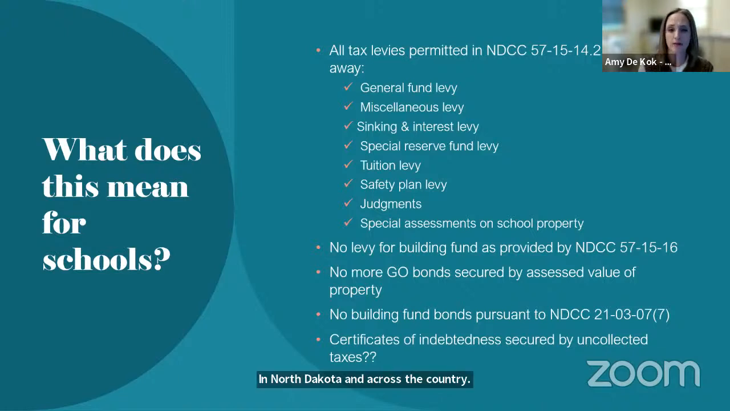But the other side of it is to know what property taxes support. From a public education standpoint, if Measure 4 were to pass, all of the tax levies that are permitted, specifically in Section 57-15-14.2, would go away. That means your general fund levy, miscellaneous levy, sinking and interest levy, special reserve fund levy, tuition levy, and safety plan levy, all of those would go away. You also have the ability to levy taxes to pay judgments issued against the school district, and to pay special assessments on district-owned property through a levy on the assessed value of property. That would go away as well.